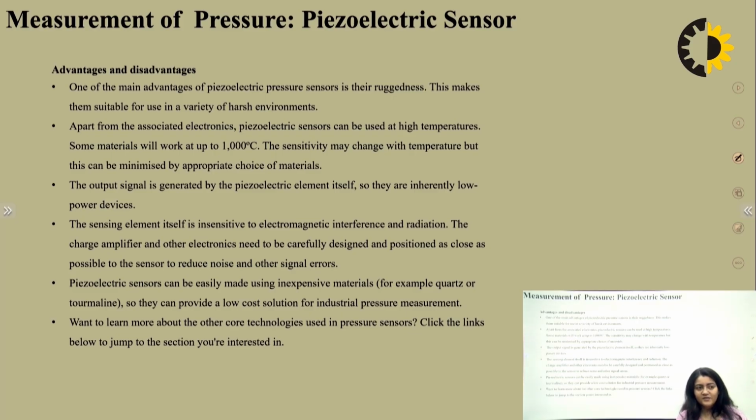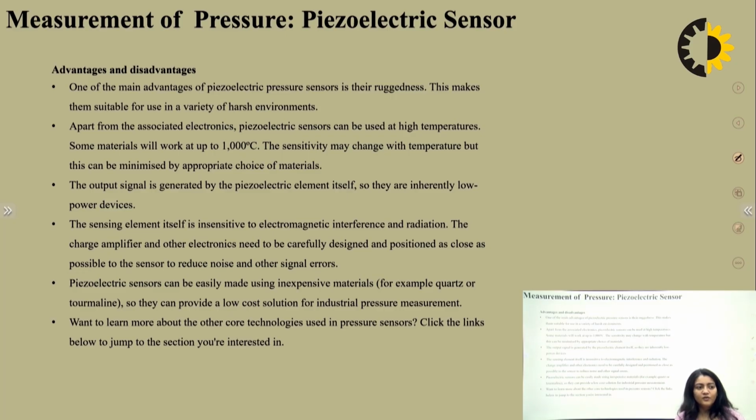The sensitivity may change with temperature, but this can be minimized by appropriate choice of material. The output signal is generated by the piezoelectric element itself, so they are inherently low power devices. The sensing element itself is insensitive to electromagnetic interference and radiation. The charge amplifier and the electronics need to be carefully designed and positioned as close as possible to the sensor to reduce noise and other signal errors. Piezoelectric sensors can be easily made using inexpensive materials, for example quartz or tourmaline, so they can provide a low-cost solution for industrial pressure measurement.